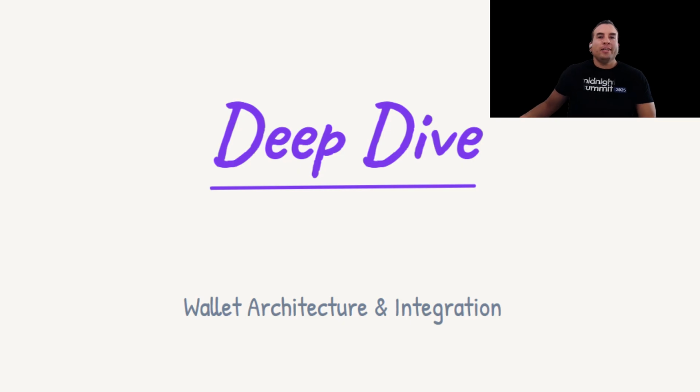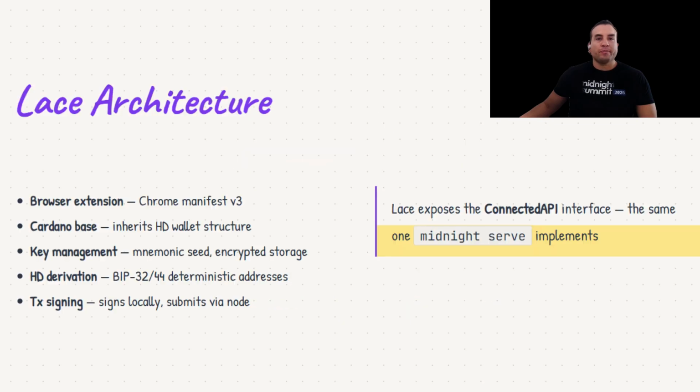All right, let's get into the architecture. We will start with Lace, then 1AM, then the DApp connector standard that ties them together. Lace is a Chrome extension built on Manifest version 3. Under the hood, it inherits the Cardano HD wallet structure, BIP32 for hierarchical deterministic derivation, BIP44 for a standardized path. This is the same key management architecture we talked about in episode 1 with the CLI wallet.